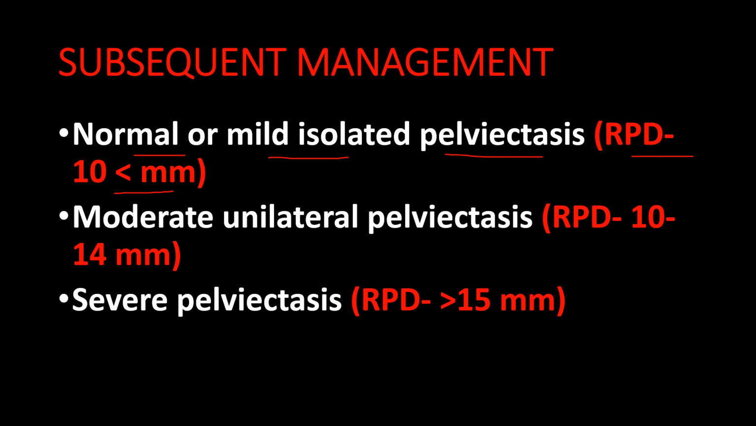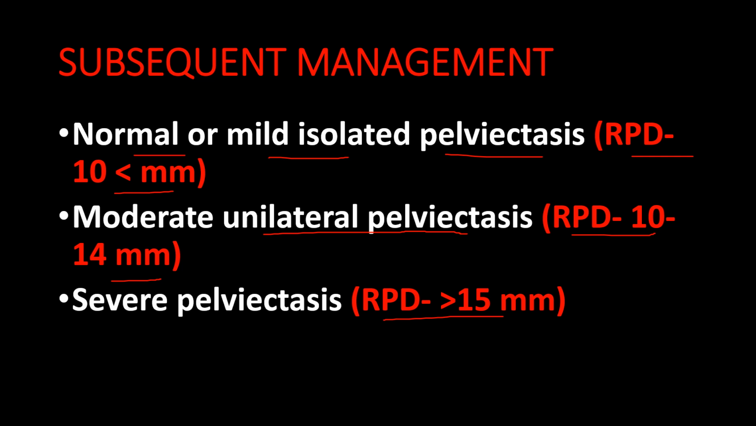Okay, so the other thing is the moderate unilateral pelvic ectasis. Pelvic ectasis means dilatation of the pelvis. So moderate unilateral pelvic ectasis is RPD 10 to 14 mm. This is the moderate, and severe pelvic ectasis is RPD more than 15 mm. So in moderate cases, subsequent management, if it is dilatation, then presumed mild obstruction or VUR.